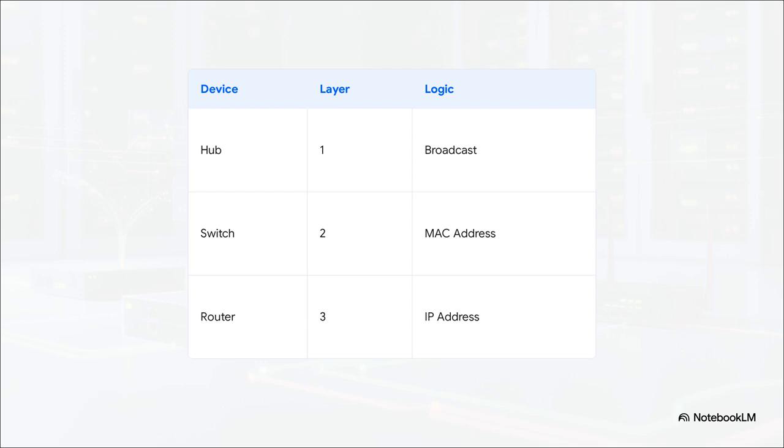Look at the scope too. Hubs and switches are locked into your LAN, while the router acts as your gateway to the MANs and WANs of the world. Think about it. If you're troubleshooting a broadcast storm, you look at Layer 2. If you're having trouble reaching an external server, you immediately jump to Layer 3. Mastering this matrix is exactly how you efficiently diagnose any network topology.